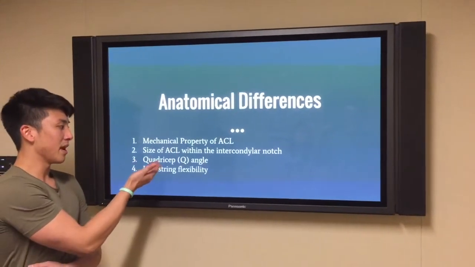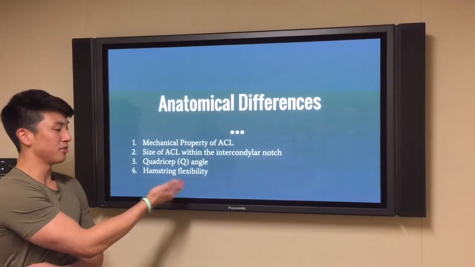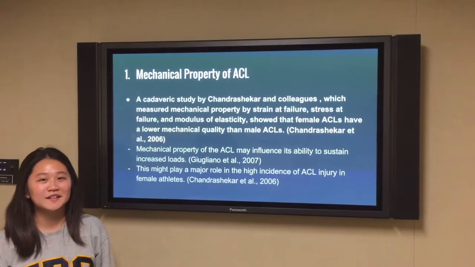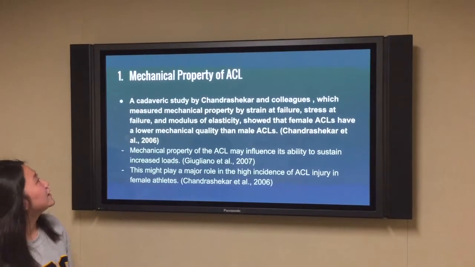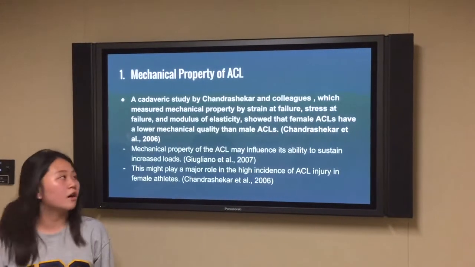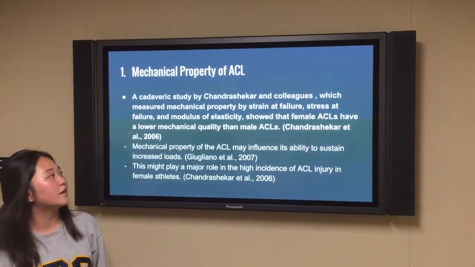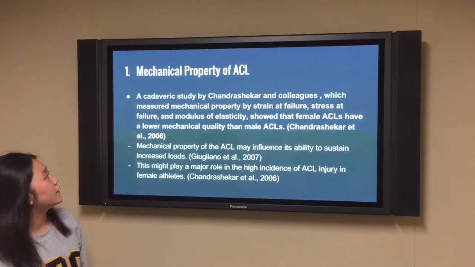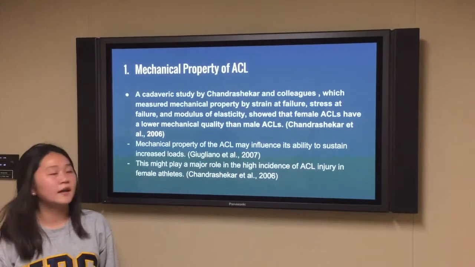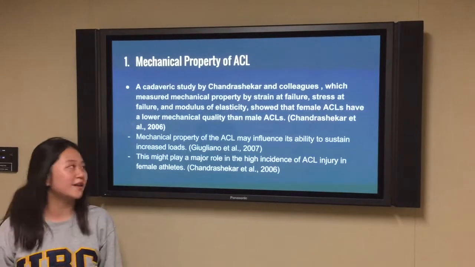We have the quadricep angle, which is also called the Q angle, and we have the hamstring flexibility. First, I'm going to talk about the mechanical property of the ACL. A cadaveric study by Chandrasekhar and colleagues, which measured mechanical property by strain at failure, stress at failure, and modulus of elasticity, shows that female ACLs have a lower mechanical quality than male ACLs.